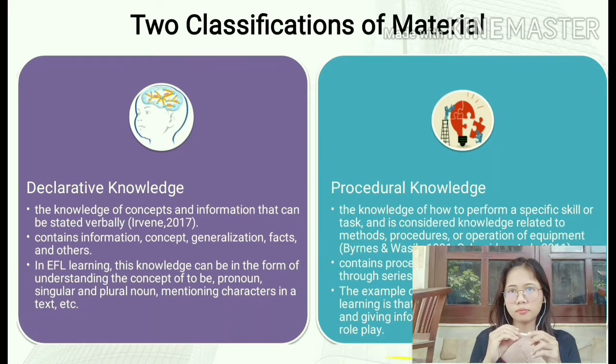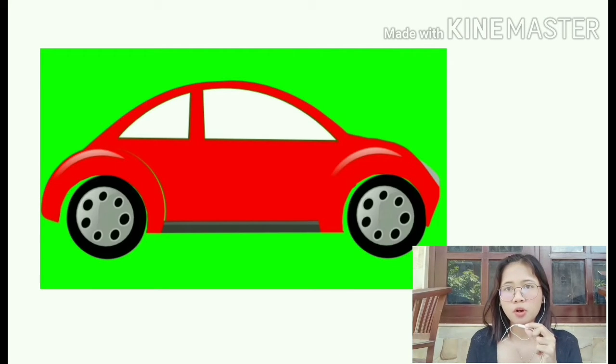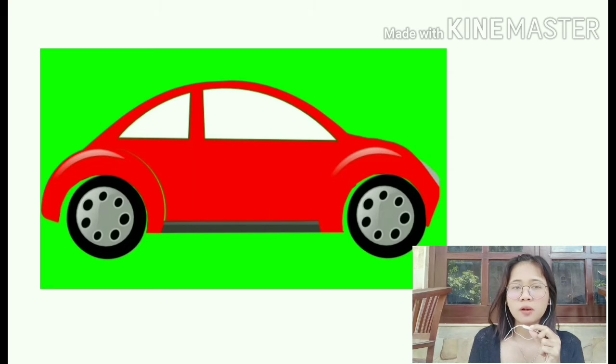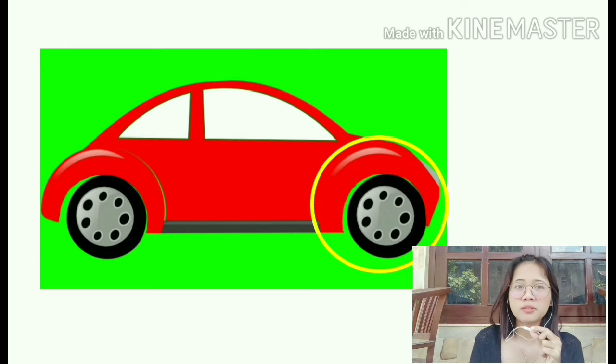higher order thinking skills. This is the illustration of the application of the two kinds of knowledge. So the students are able to know the concept of a car can be linked into tires and engines. So the students know the function of tires and engines, which are examples of declarative knowledge. And how these components are assembled to make a car is the procedural knowledge.